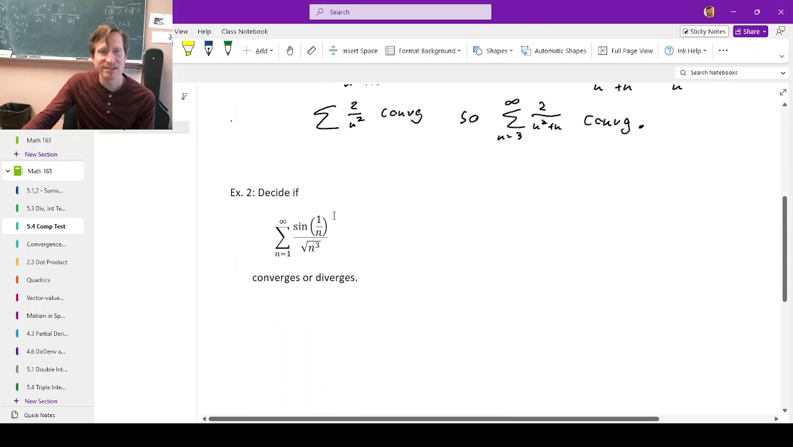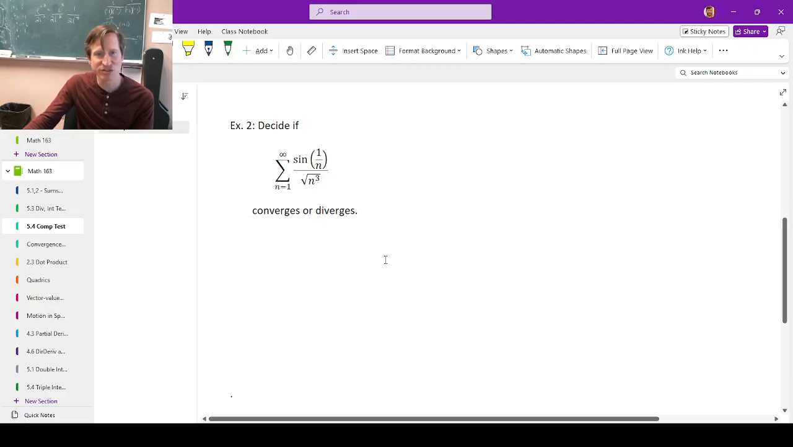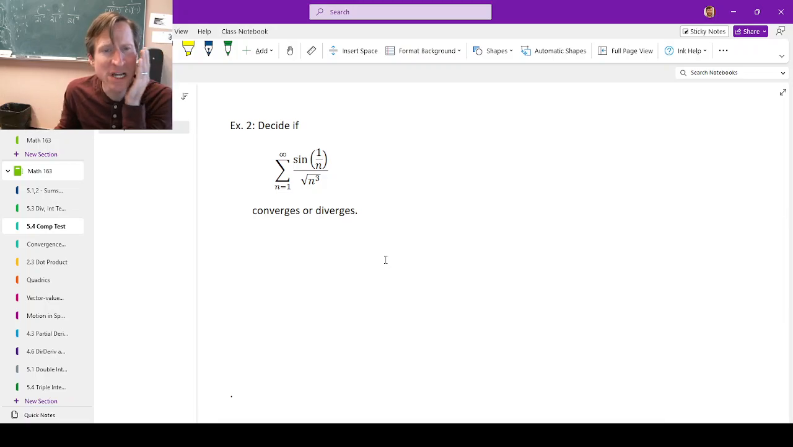Next up, let's decide if this weird-looking series converges or diverges. We need to decide what to compare it to. It's hard to know because of the sine right here, but the numbers we're putting into this sine function are always positive, and also they're always less than 1. Right? 1 over n as n goes to infinity, that's always less than 1. So the numbers we're putting into sine are between 0 and 1, and that means that this number up here is always positive, right?